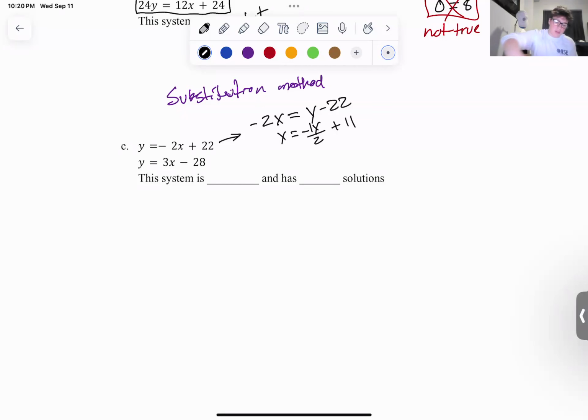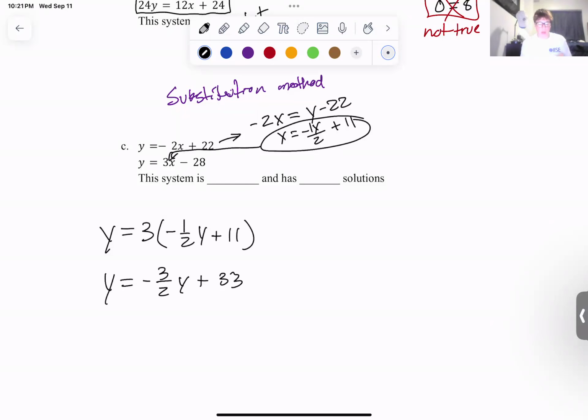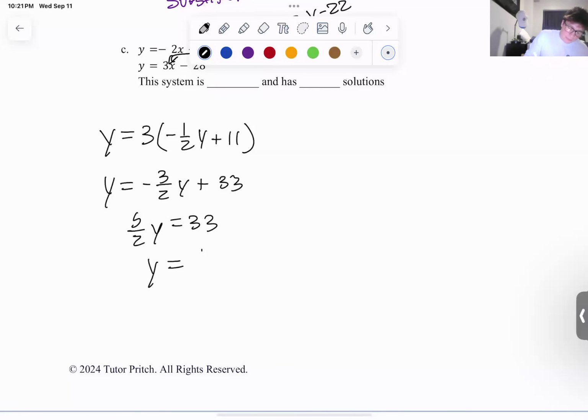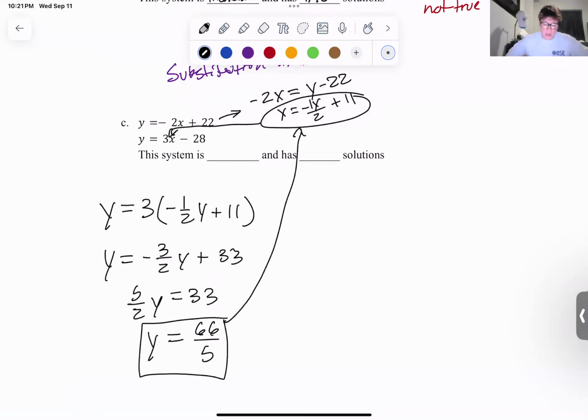And that's what I get right there, right? So then I substitute this value into this equation: y equals 3 times negative 1/2 y plus 11. y equals negative 3 over 2 y plus 11 times 3, so 33. Bring the negative 3 over 2 y over to the other side, and you get 5 over 2 y equals 33. Multiply by 2, or divide 33 by 5 over 2, which is going to be 66 over 5. And that's what your y value is equal to. Now that you know your y value, you can find your x value because you have that right there.